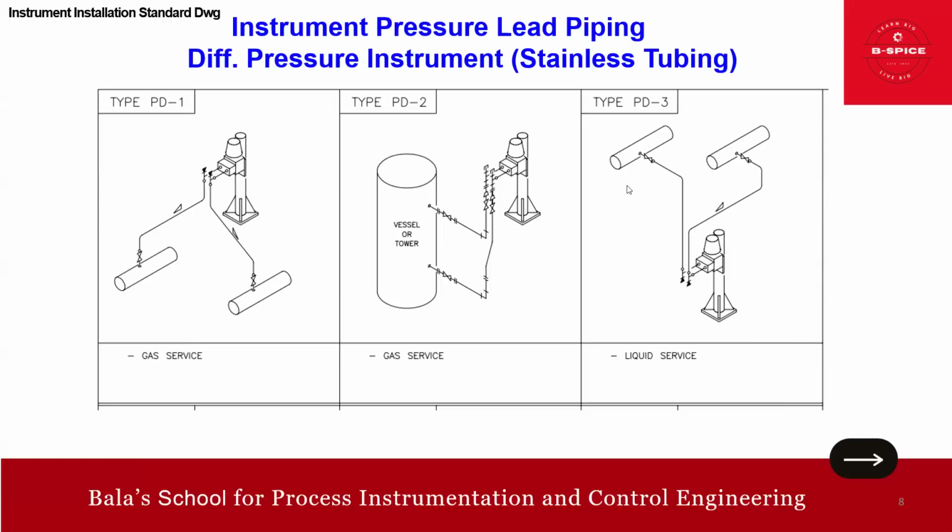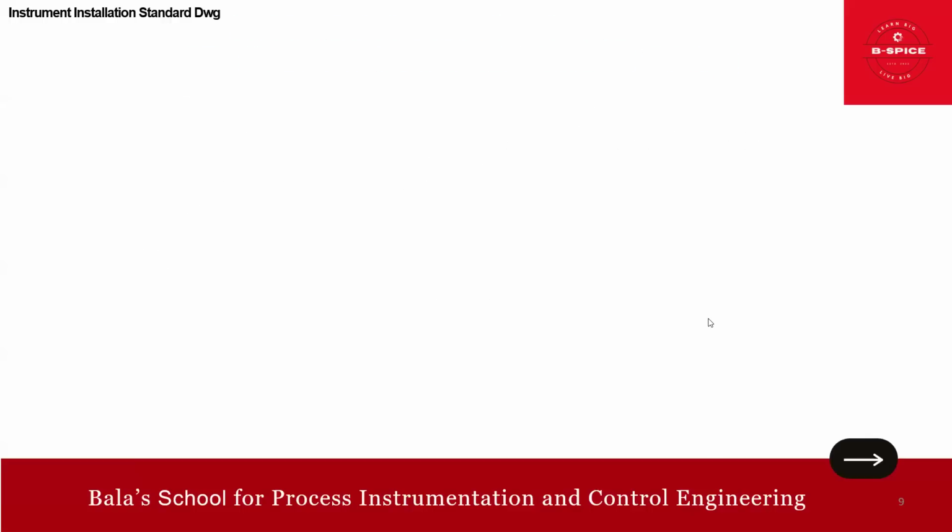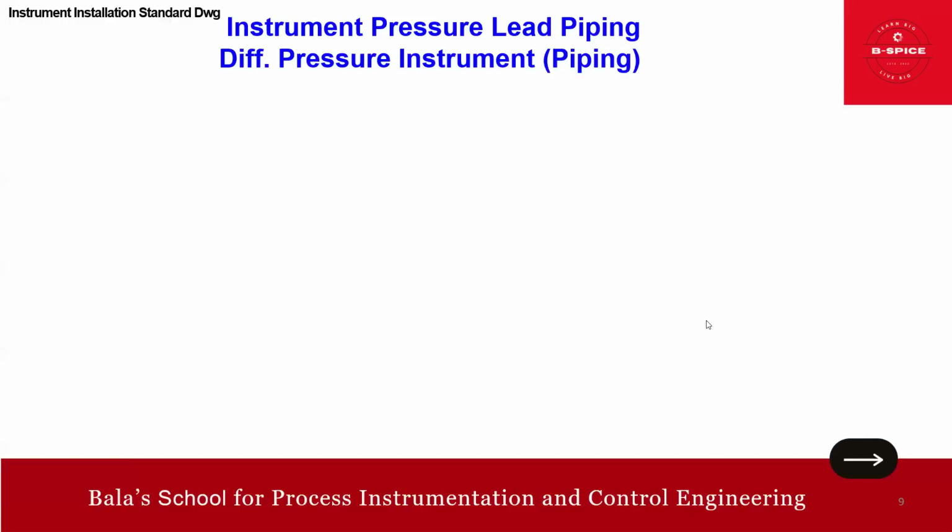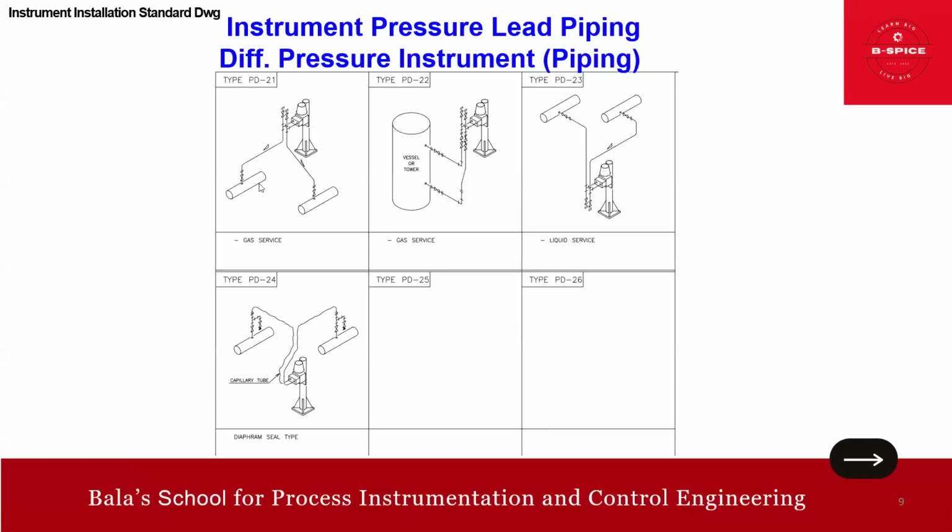Okay. Then liquid service. This is on the pipe, and instrument is on the bottom. That's the point. So this is the differential pressure instrument, stainless steel tubing. Okay. Now differential pressure instrument piping. Same case actually. Same case. Only difference is this piping. Instead of tubing, this will be the piping.